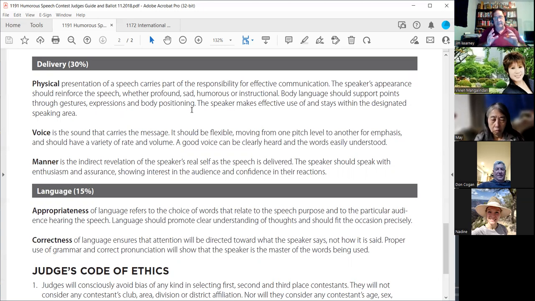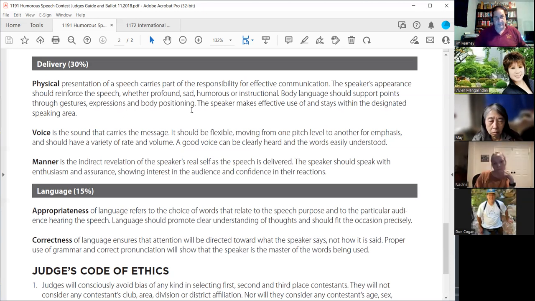And these are pieces that enhance the speech. And the speaker's appearance should reinforce that speech. So as you are out there doing these things, your appearance, your body language, your hand gestures, the clothes you wear. If you're talking about a clown and you come out dressed as a clown, it makes a big difference. So all the physical pieces that you put together make a difference in the presentation of your speech, and the judges will judge accordingly.